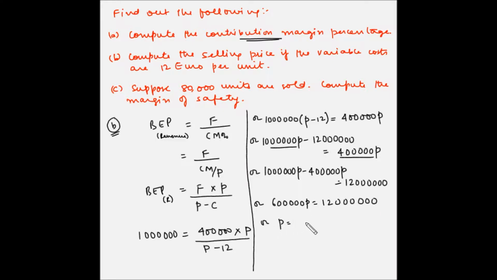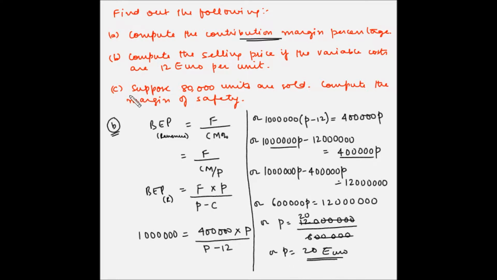Or P is equal to 12 million divided by 600,000. Now there are 5 zeros here, and this cancels with the 5 zeros on the top. 6 2s are 12 and 1 0. So the unit selling price is 20 euros.